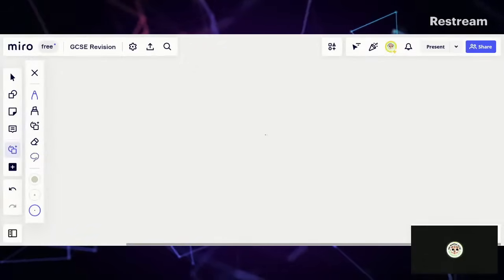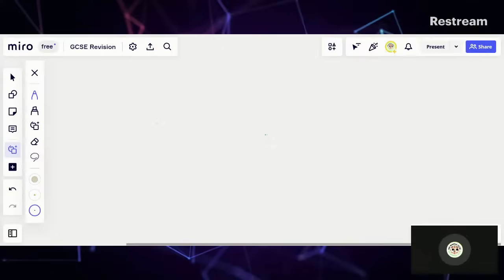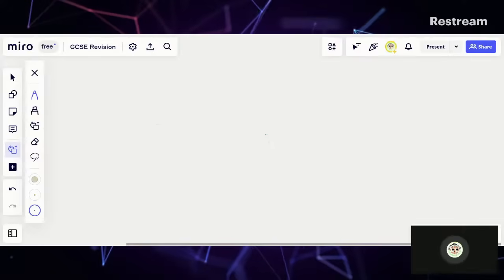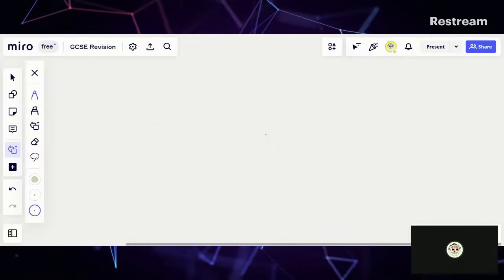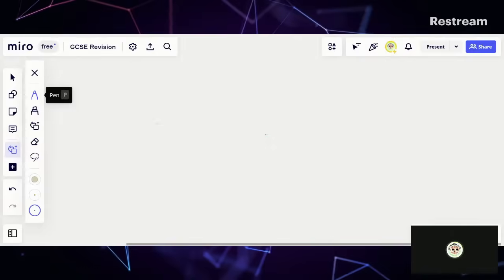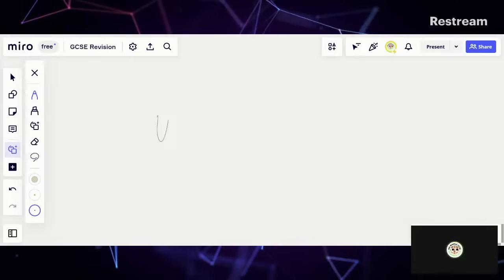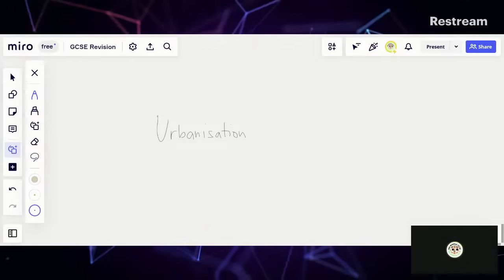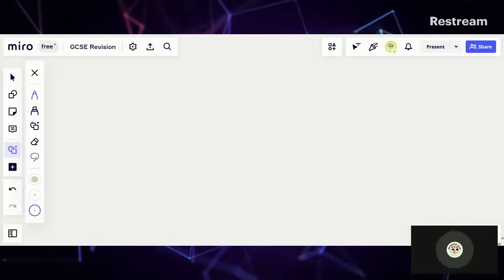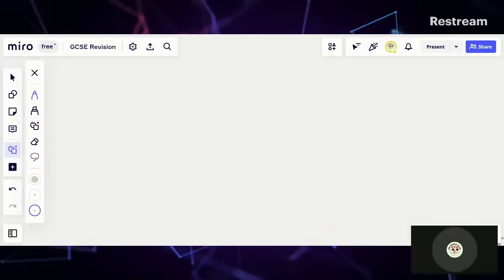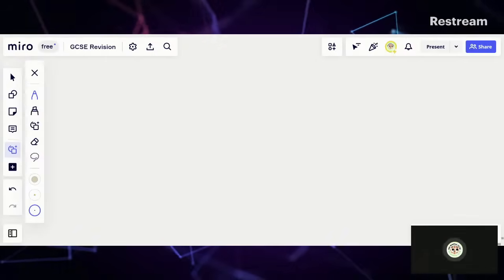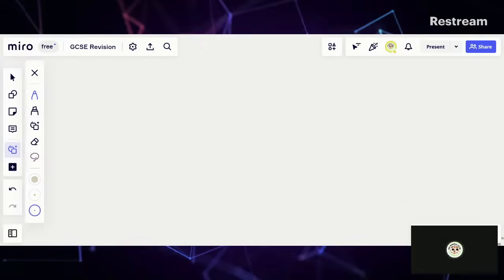So first, key concepts you need to know are about urbanization. Okay, let me just zoom in. So you need to know what urbanization is. Urbanization is just growth in a country. It's a growth in the proportion of people who live in urban areas.